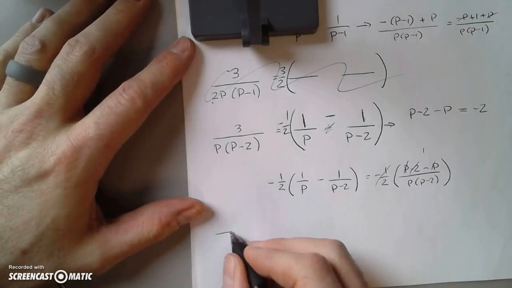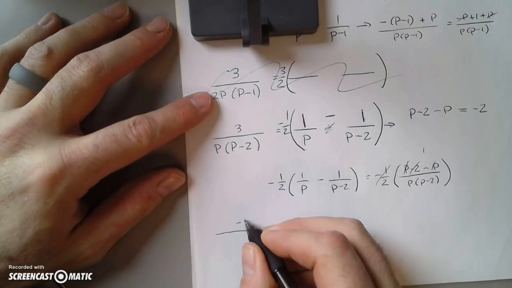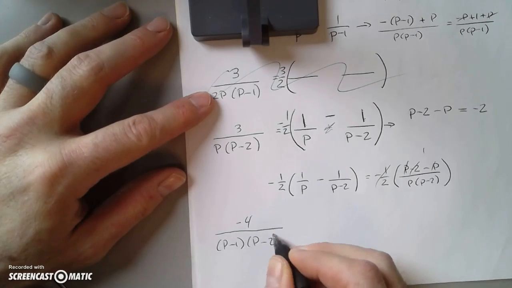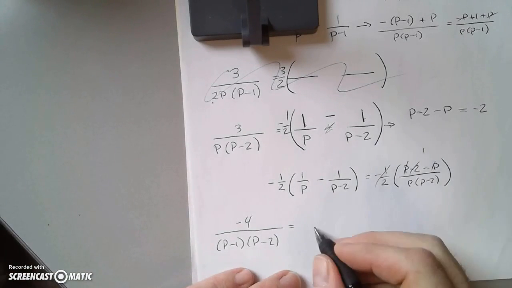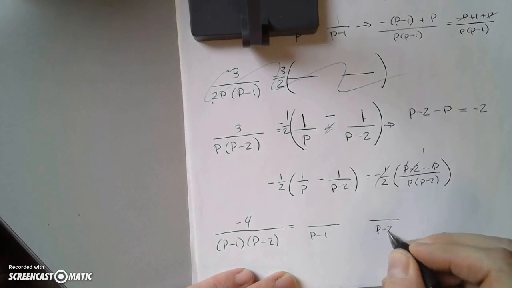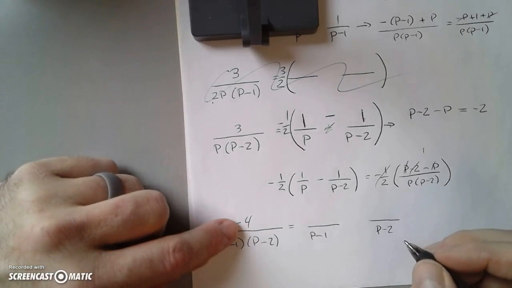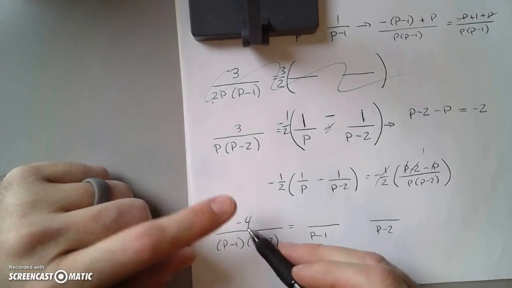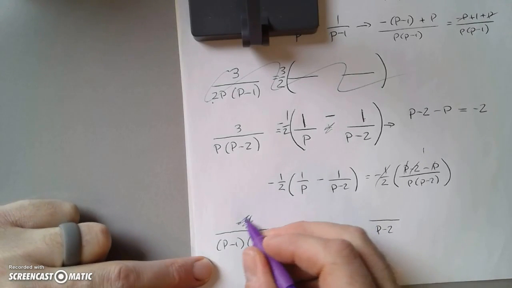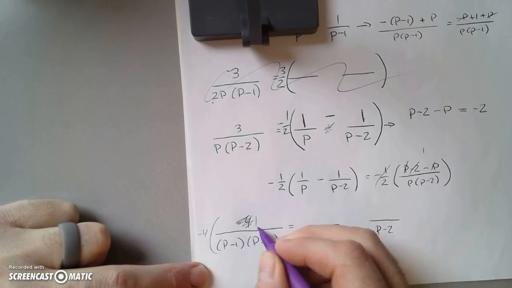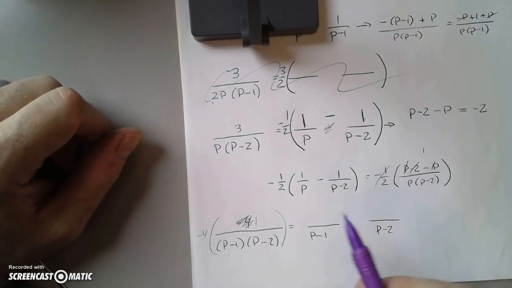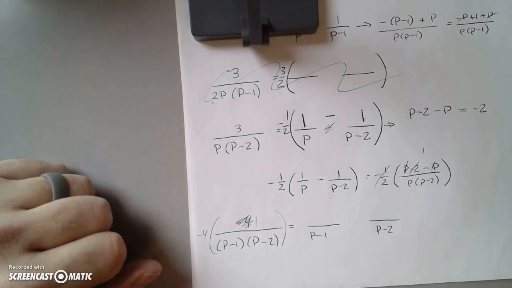Let's see. What about something like negative 4 over P minus 1, P minus 2? Let's see if I can do this one. So P minus 1, P minus 2. Now this minus 4 actually doesn't make any difference at all. What do you mean, Kevin? Well, I mean, you can just factor it. I don't actually have to end up with a total of minus 4 on the top. 1 would be fine.